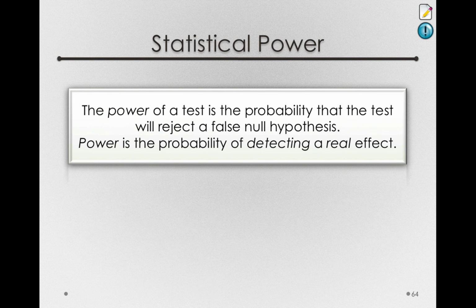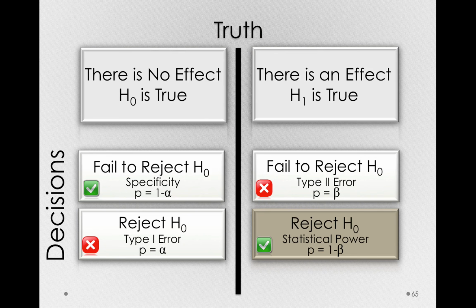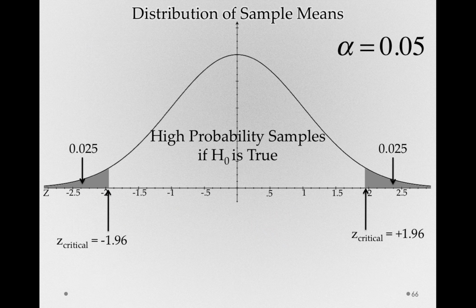First, a definition. The power of a test is the probability that the test will reject a false null hypothesis. So power is the probability of detecting a real effect. This is the sensitivity of our test. But power here is not on any diagram we've seen. We've never seen that shaded region of a distribution where we would be rejecting the null hypothesis with a real effect. So far, we've only looked at the distribution of sample means when there isn't an effect, when the null hypothesis is true. And we've done this for an important reason.